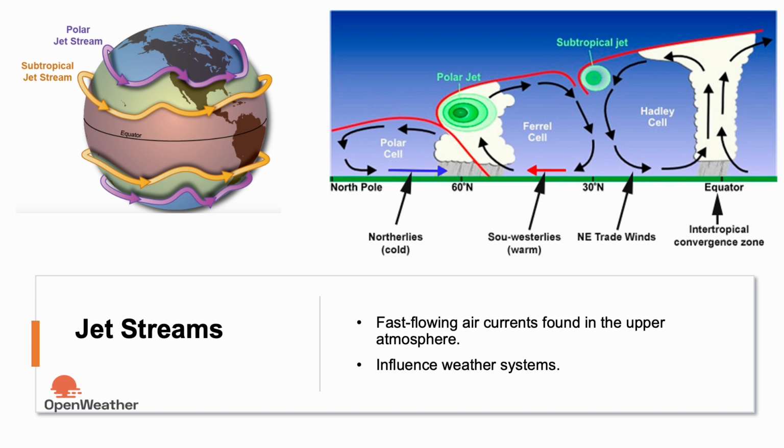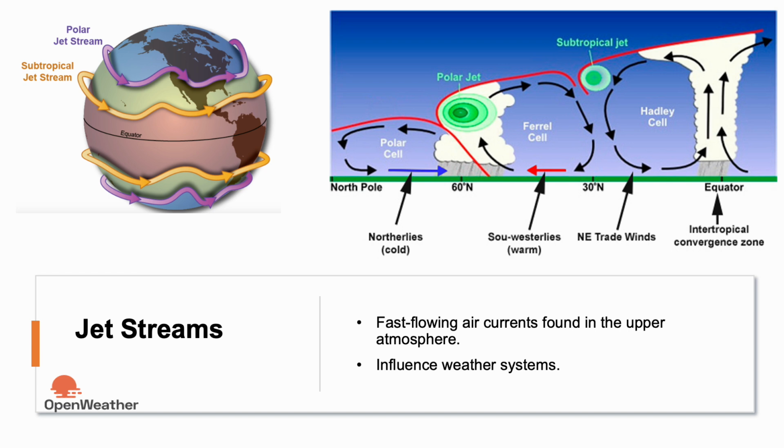Jet streams are powerful wind bands located high up in the atmosphere. They are fast and can steer weather systems, like pushing storm fronts across continents. These streams can also impact air travel by either speeding up or slowing down planes, depending on the direction.